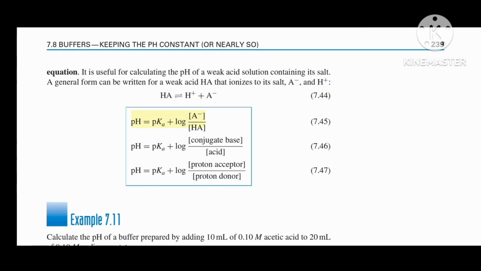pH equals pKa plus log [A−]/[HA]. pH equals pKa plus log conjugate base over acid.